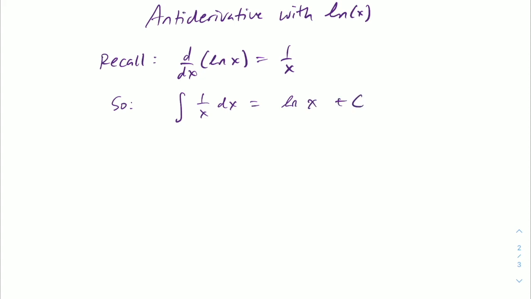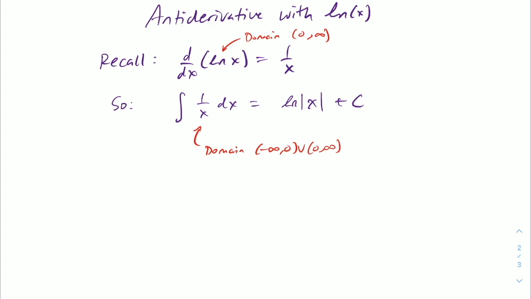Now we do have a bit of a domain issue. You'll note that when we're differentiating log, the domain of log is 0 to infinity. However, the domain of 1 over x is negative infinity to 0 and 0 to infinity. So it's all numbers except 0. So we need to adjust the domain of the natural log so that it includes negative numbers. And how we do that is we introduce an absolute value. That makes this natural log exist on all non-zero numbers.